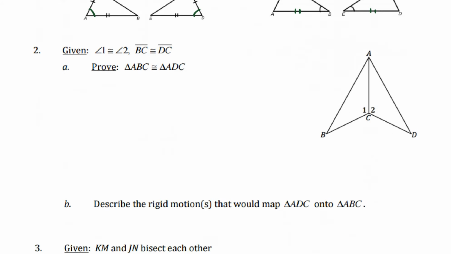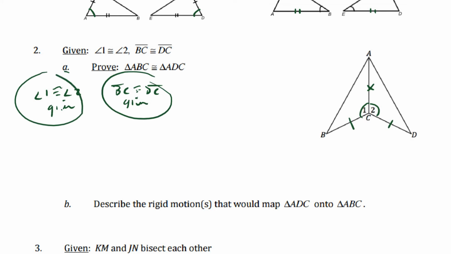Number 2 is an actual proof. This actually wasn't a terrible one because they gave us a lot of info. So it says that BC and DC are congruent, angle 1 and angle 2 are congruent, and I see AC is reflexive. So I can use my givens. Angle 1 is congruent to angle 2. That's given. I can say BC is congruent to DC. That's given. 2 pieces of info. Then I can say AC is congruent to AC by the reflexive property of congruence.